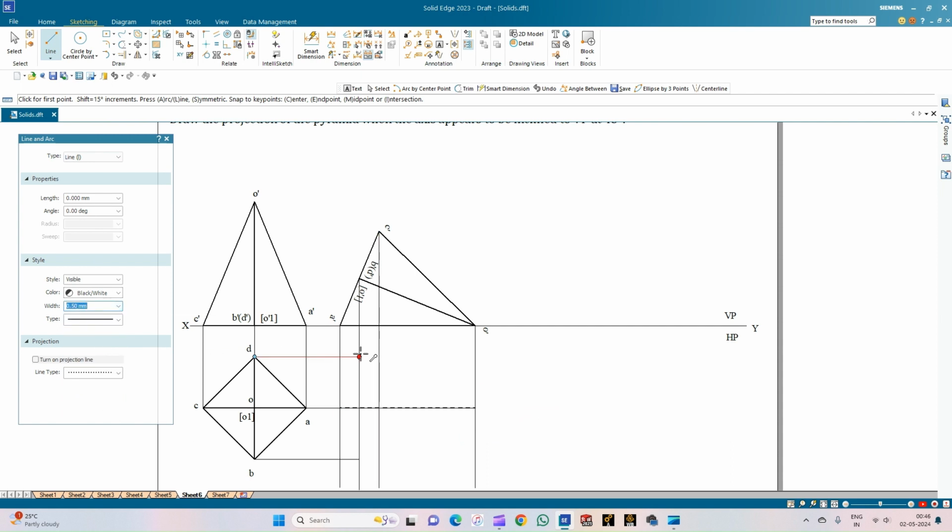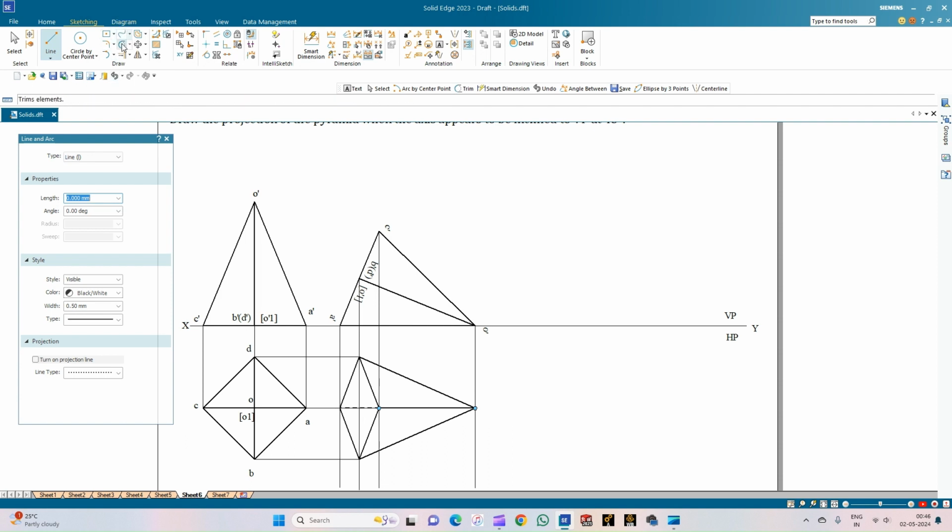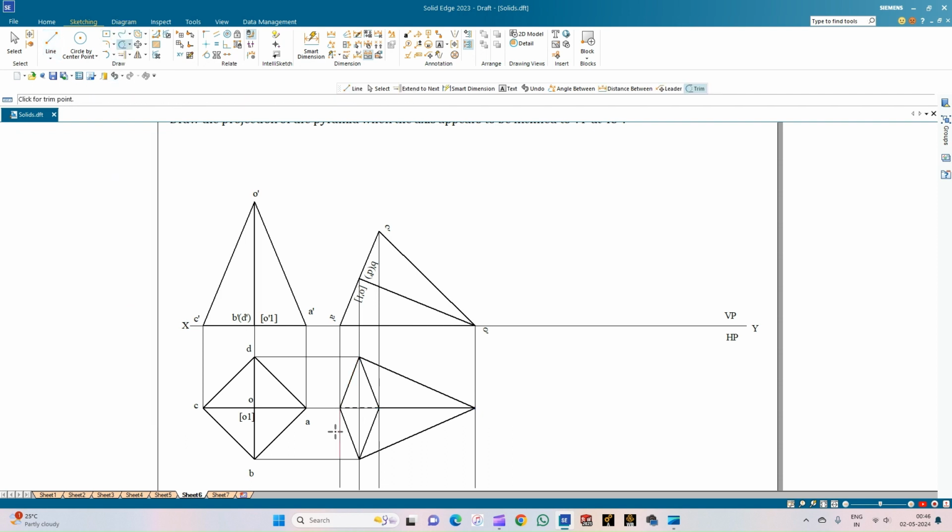So let us complete the bottom portion of the pyramid, followed by joining all the corners to the apex. So the hidden line is overlapped. Next, use the trim option. So trim the projection lines which is not required for us.